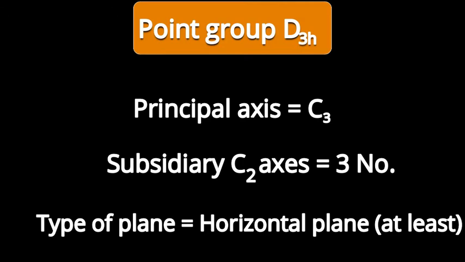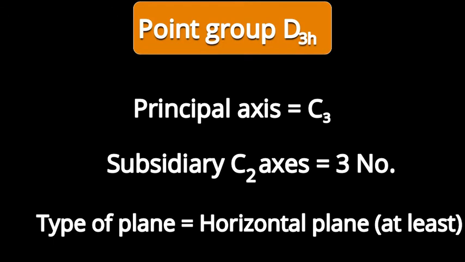Being a superior plane, it is represented there. So D3H tells us a lot. It says the principal axis should be C3. It says there should be 3 subsidiary C2 axes. It says there should be the horizontal plane. Considering these symmetry norms, which molecule can you imagine?